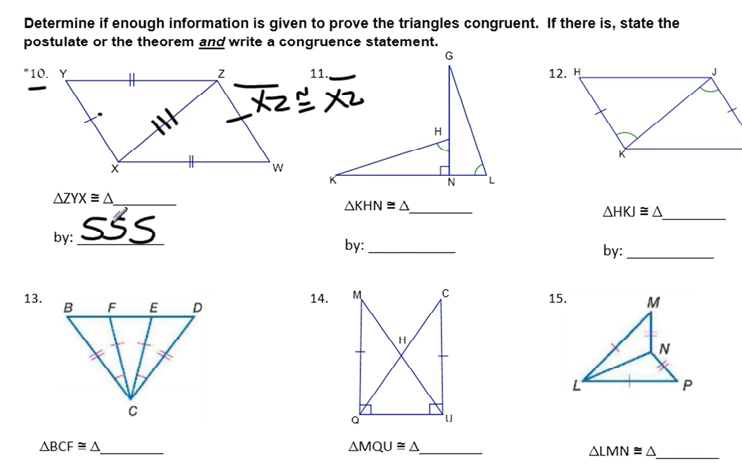And to make our congruency statement, it says z, y, x. So we have to look at the order of our markings. Z to y to x goes 2 hash marks to 1 hash mark to 3 hash marks. So I have to go in the same order when I come up with my second set of letters. So I have to go x to w to z, 2 to 1 to 3. So it has to be in that order, x to w to z.